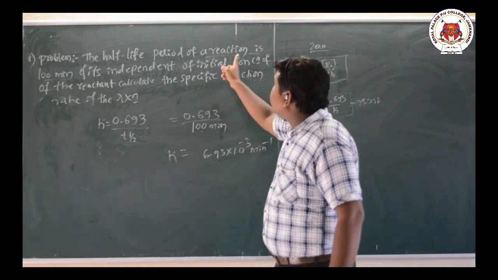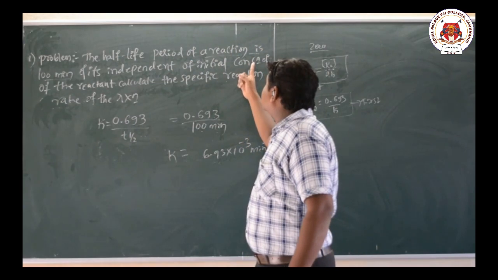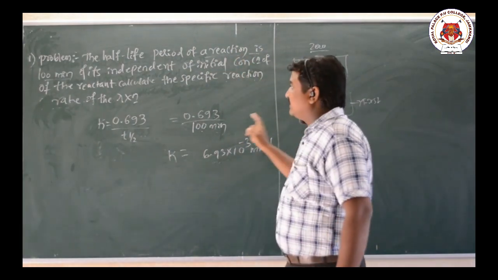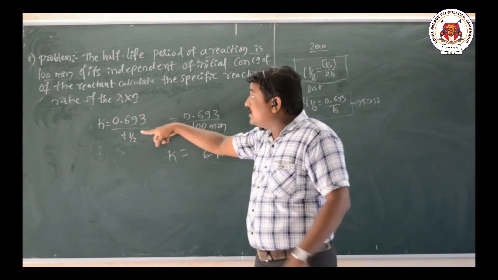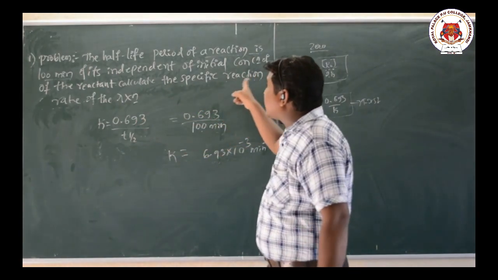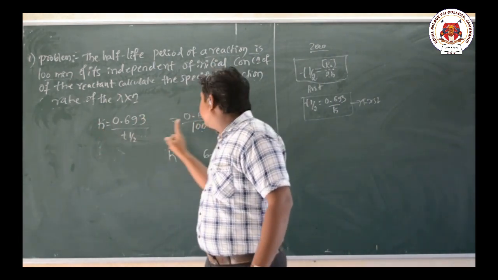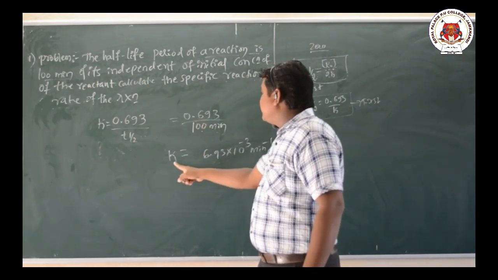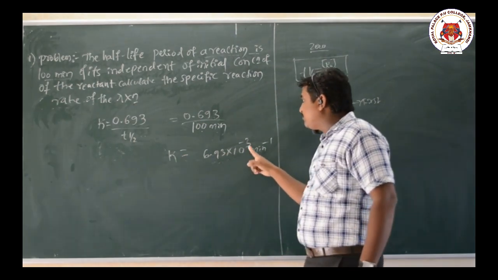The half-life period of the reaction is independent of the initial concentration, which indicates that the reaction is first order. So we know that K equal to 0.693 divided by T half. Calculate the specific reaction rate, so you have to identify the value of K. K equal to 0.693 divided by T half, which is given as 100 minutes. After calculating this, you will get K equal to 6.93 into 10 to the power of minus 3 per minute.